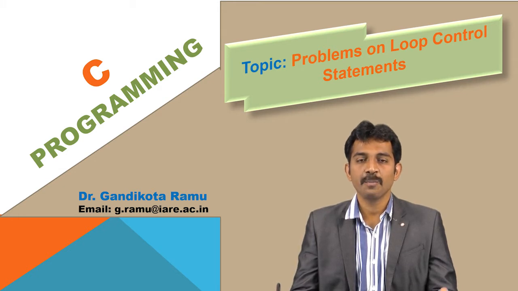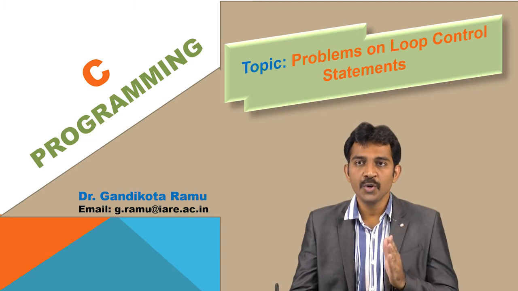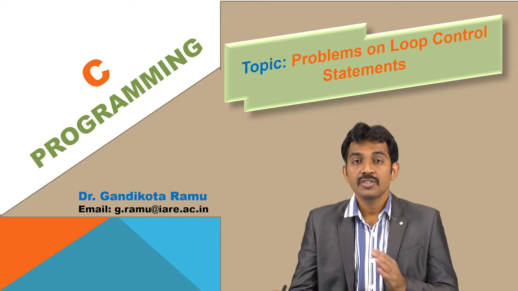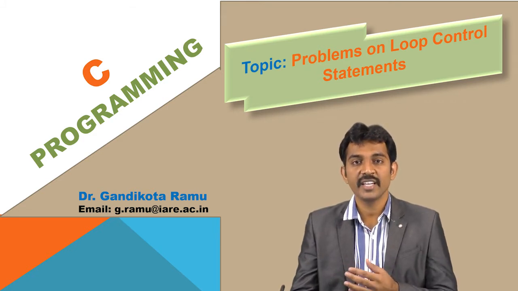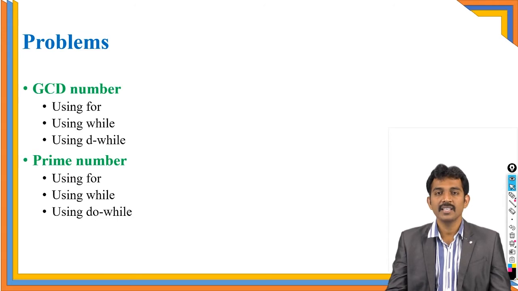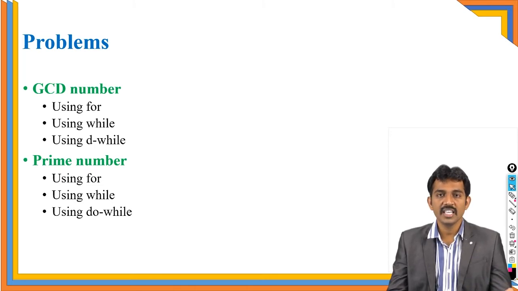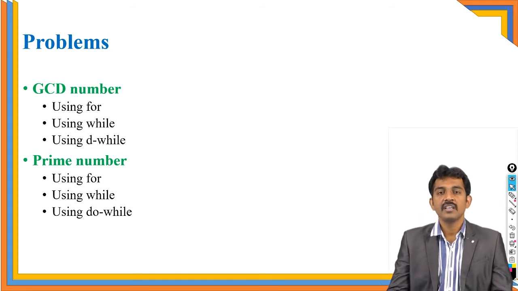In today's class, we are going to see the topic of loop control statements. Here, I am going to take two programs and show you how we are going to implement different kinds of loops. Today, we are going to concentrate on two programs. The first one is the GCD of given numbers and the second is the prime number. The GCD, I am going to solve in three ways: using for loop, using while loop, and using do while loop. The same thing for the prime number: using for loop, while loop, and do while loop. First we'll see the concept of the GCD of given numbers.